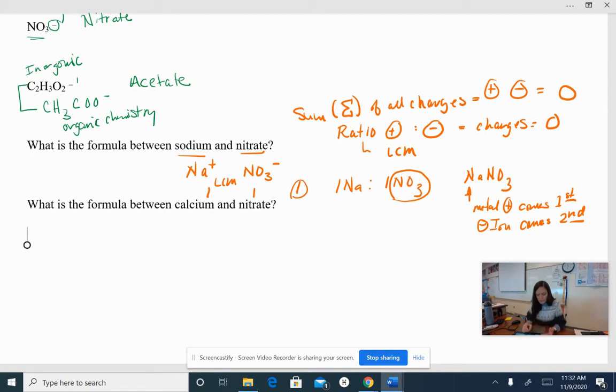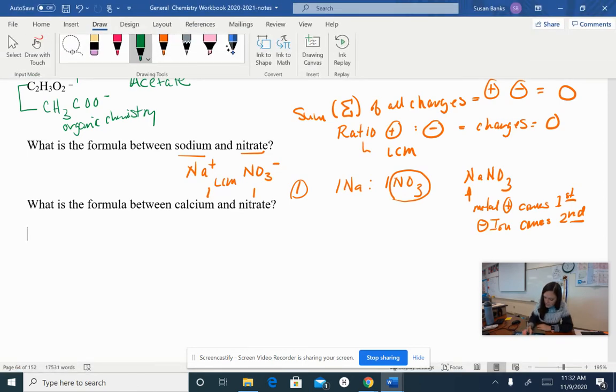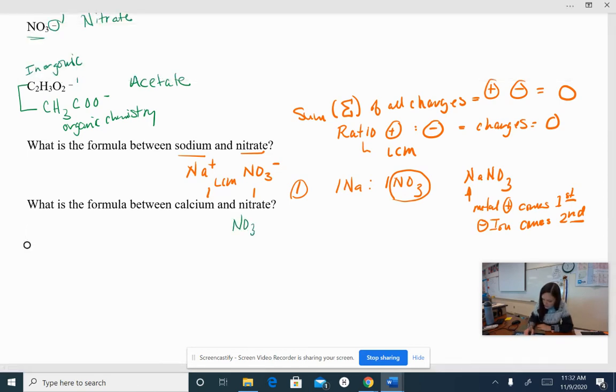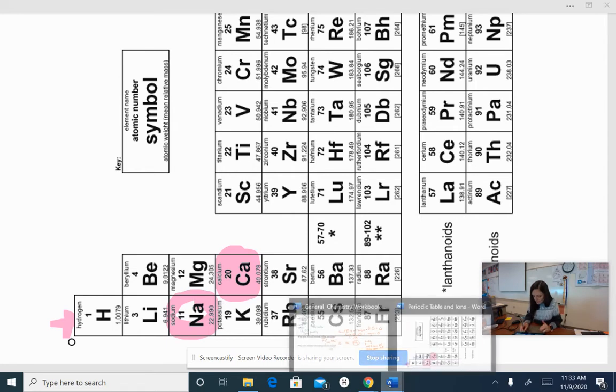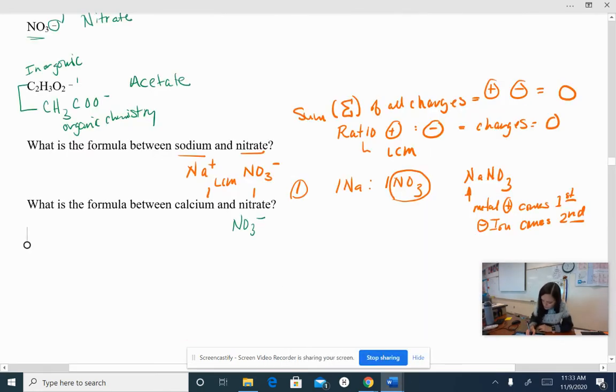Let's figure out the formula between calcium and nitrate. So we already know that the formula for nitrate is NO3 -1, so I can write that down already. Now let's look up calcium. So if I find calcium on this chart, it's right here. So this gives us a charge of +2 because it's in the second column. So calcium will have a charge of +2. Now let's find our least common multiple between 2 and 1. Hopefully you said 2. Our least common multiple is 2.